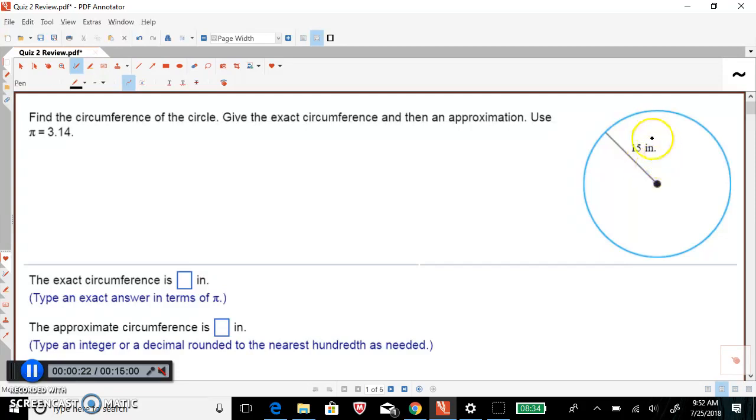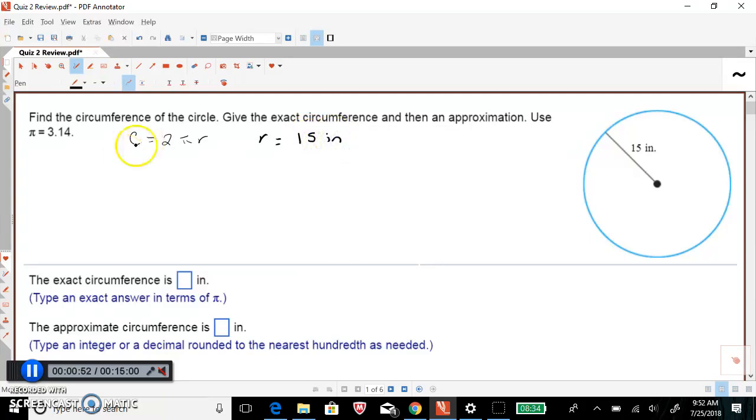So if we look at the circle here, we see that the radius is 15 inches. From the center to any outside point on the circle is your radius, which is 15 inches. So the formula to find the circumference is circumference equals 2 times pi times the radius. Alright, so we know that the radius is 15 inches.